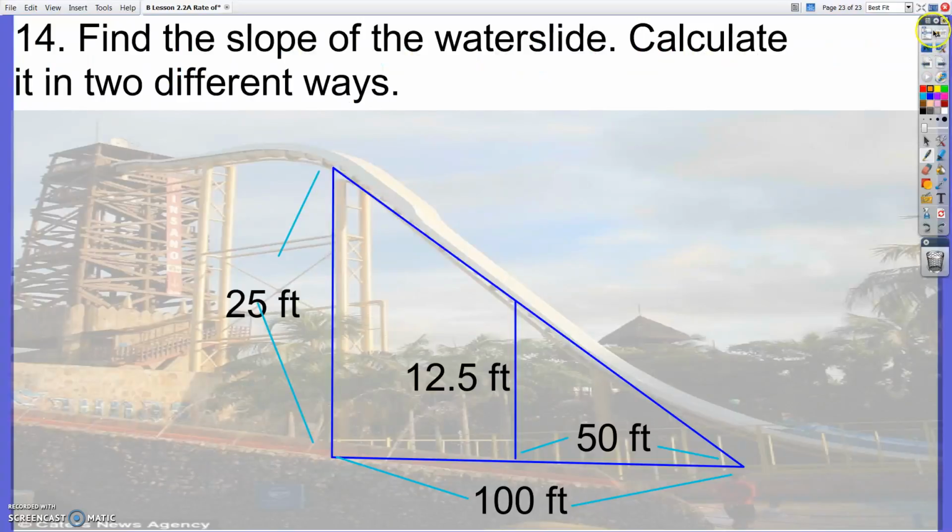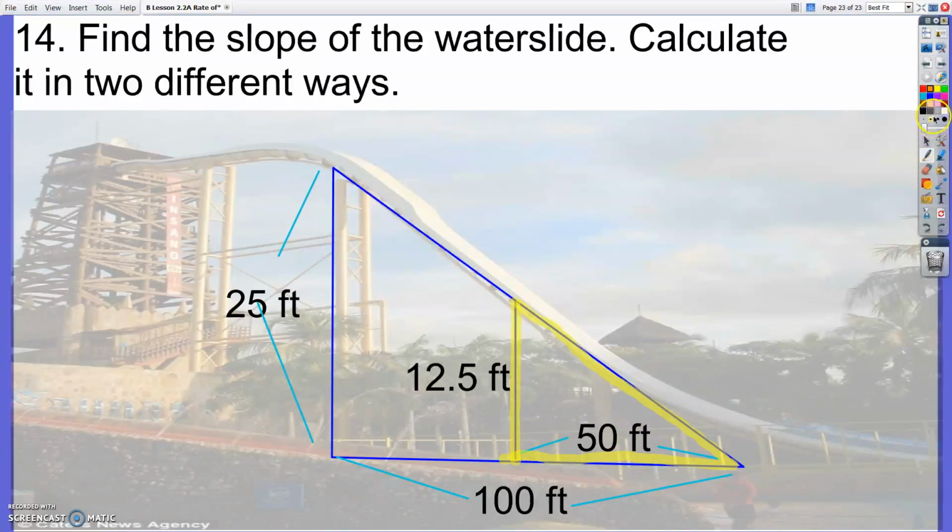And now my final one is find the slope of the water slide. Calculate it in 2 different ways. So here's a pretty little water slide. I drew a little triangle next to it. I want you guys to realize that 125 is the big triangle. And I'm going to highlight the small triangle in yellow. And this is 50 and 12.5 up.